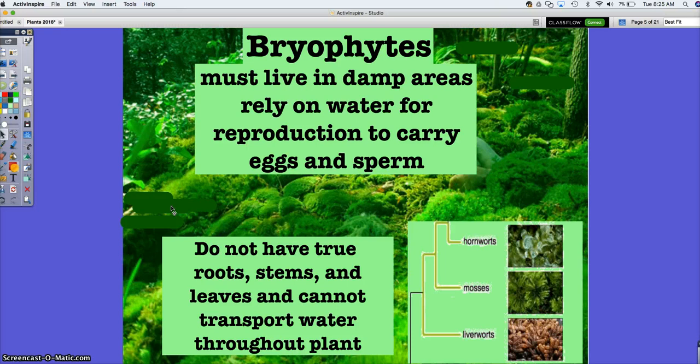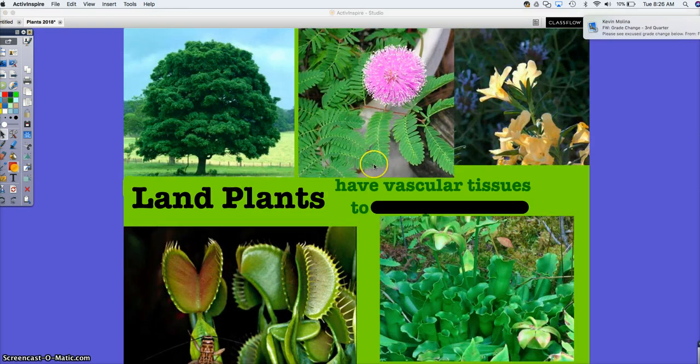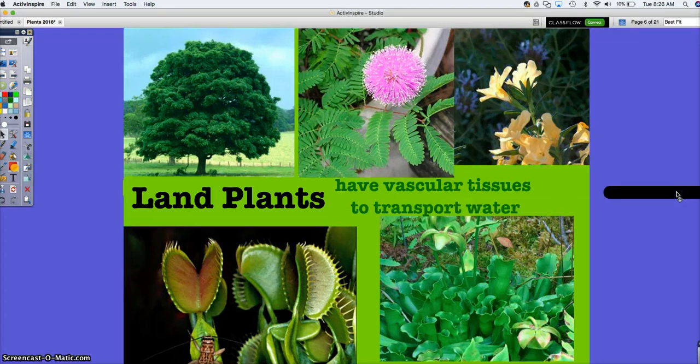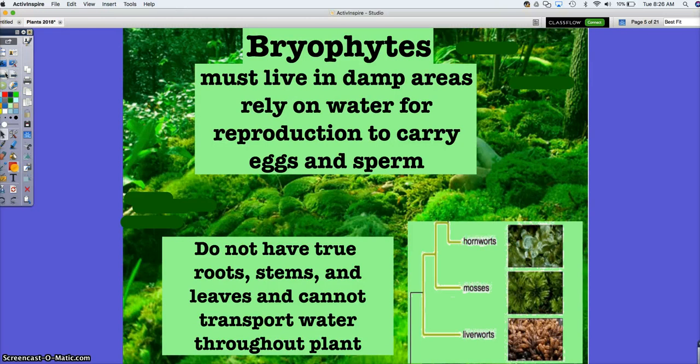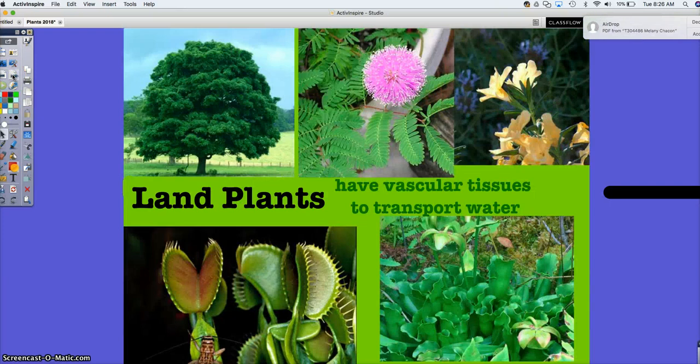Okay, we're going to learn about that today too. I'm going to keep you hanging, see if somebody can remember. Land plants are going to have vascular tissues, and that is the reason why they're able to transport water. So inside the stem, there's a structure called the vascular tissue, and that's really one of the reasons why they were able to survive on land. So bryophytes are my only phylum of aquatic plants or damp area plants. And now we're moving on to land plants, which is the next three phylums.